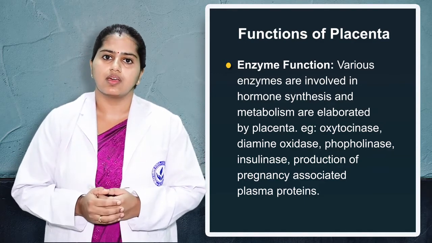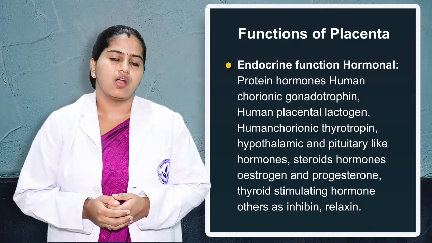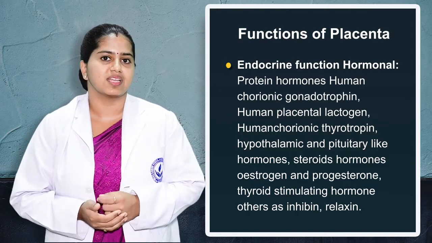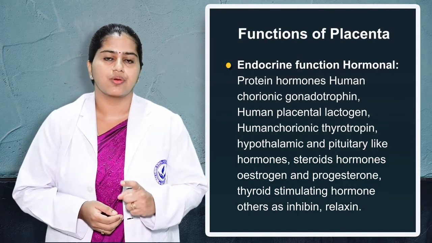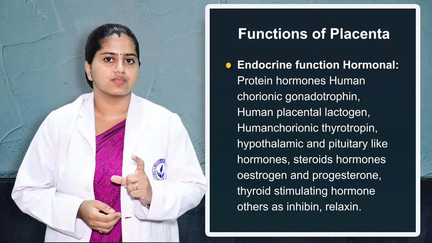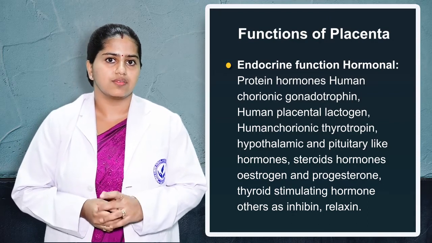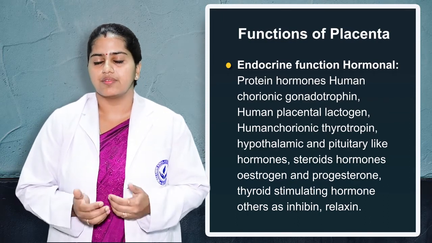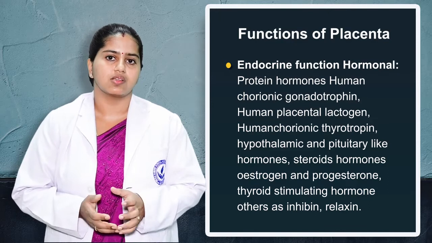Next we will see the hormonal function. It will produce hormones. The main hormone you can remember is HCG, known as human chorionic gonadotrophic hormone. In the early trimester, this is a glycoprotein. This helps in confirmation of the pregnancy. We can confirm ectopic pregnancy also. And pregnant women will get nausea and vomiting due to this hormone.